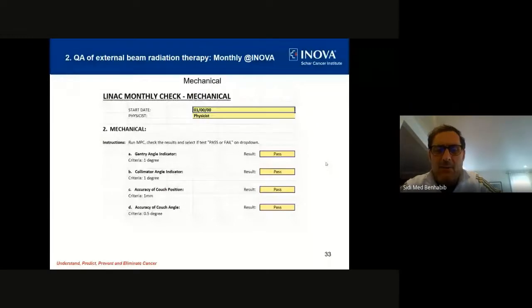For the mechanical part, we do the gantry angle rotations. We do the four cardinal angles, the AP, PA, right lateral, basically the 0, the 180, the 90, and the 270. And we do the same thing for the collimator. Accuracy of the couch positioning, we check the longitudinal, the lateral, and the vertical, and we also do the couch angles. Now we have 6D couches, so we have to check all those as well, the pitch, the roll, and the yaw. We do have a digital ruler that we use when we do these checks. Next slide.